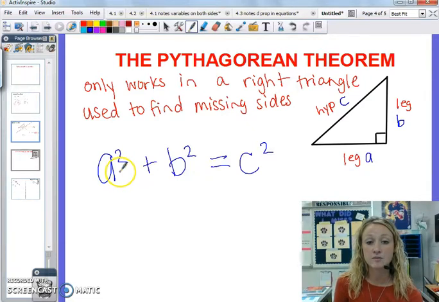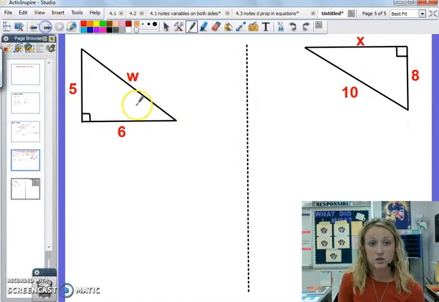Again, if there's any time you need to pause, rewatch, try it on your own, anything like that, please do so. This video is for you. So we're going to finish up those two examples on the front side of your note sheet before you practice on your own. So let's go ahead and get to example 1.